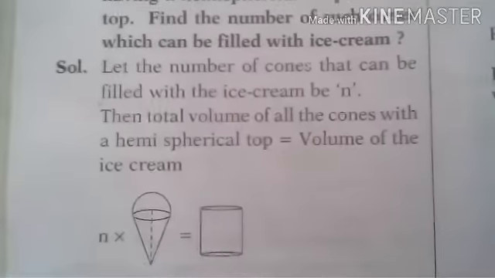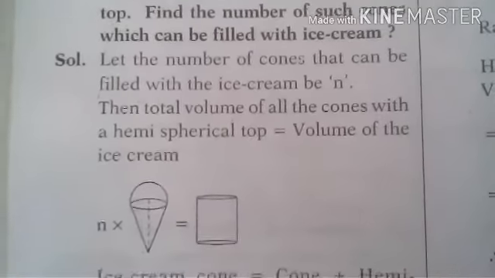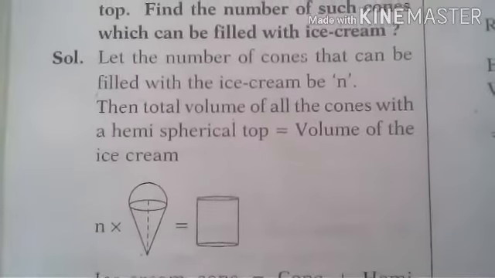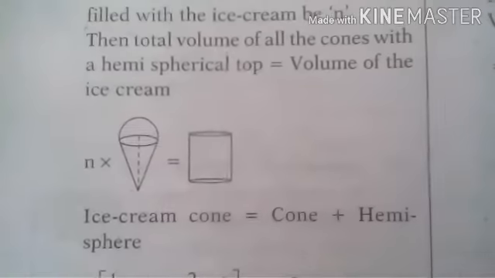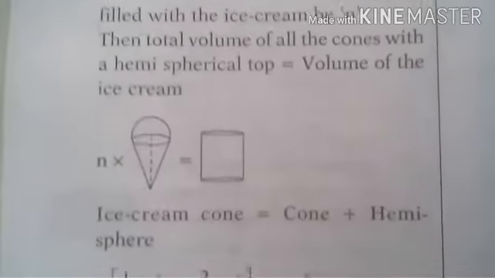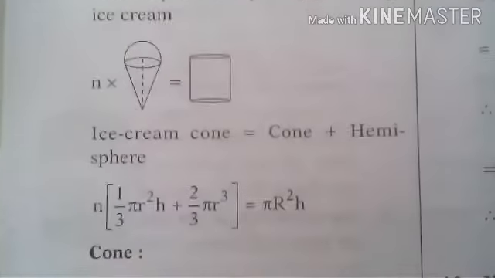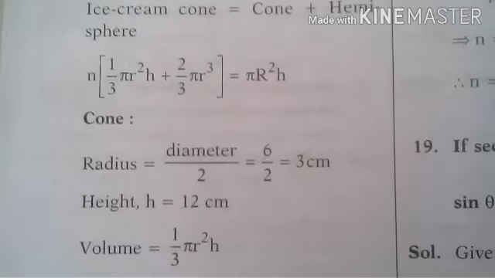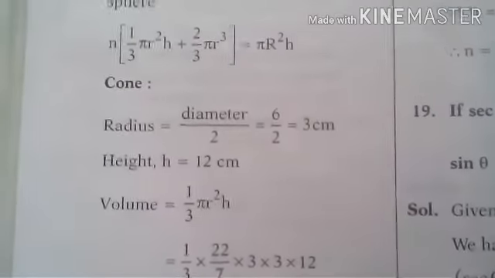So total number of cones with hemisphere on top is equal to volume of ice cream. So N into number of ice creams is equal to volume of cylinder. So we need to find the cone volume and hemisphere volume.